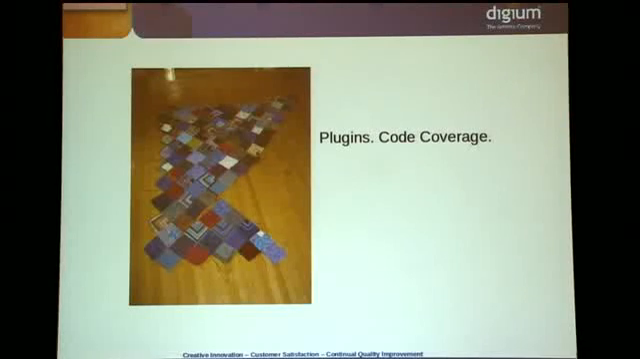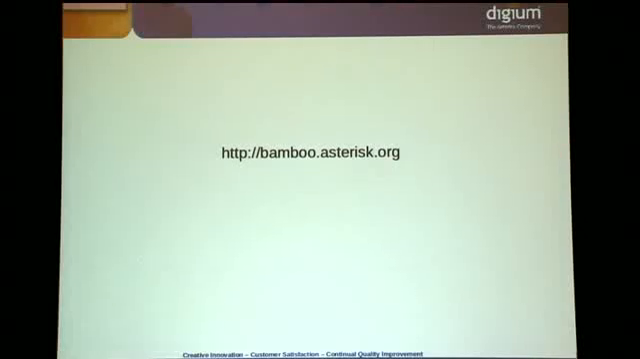And it also has a method of having plugins. So one of the ones that we've been using, I believe it's LCOV, for showing the percentage of code that's being covered right now by the Asterisk test suite. So this is the address that any one of you can go to at any time, and it's bamboo.asterisk.org, and you can just see what we're seeing as far as the tests go.